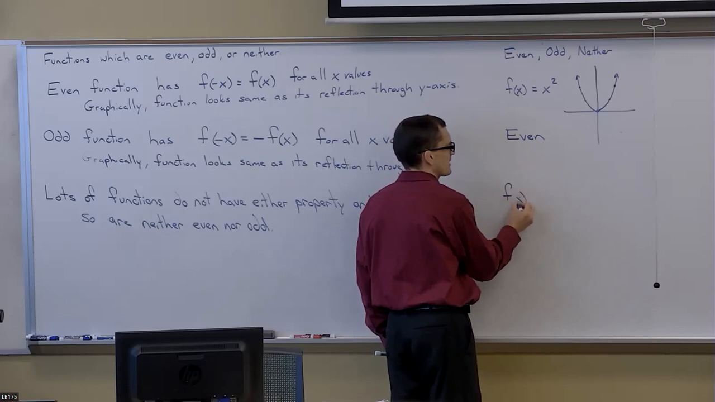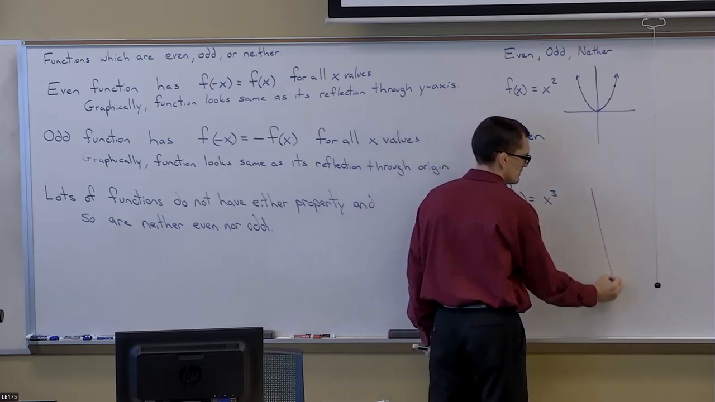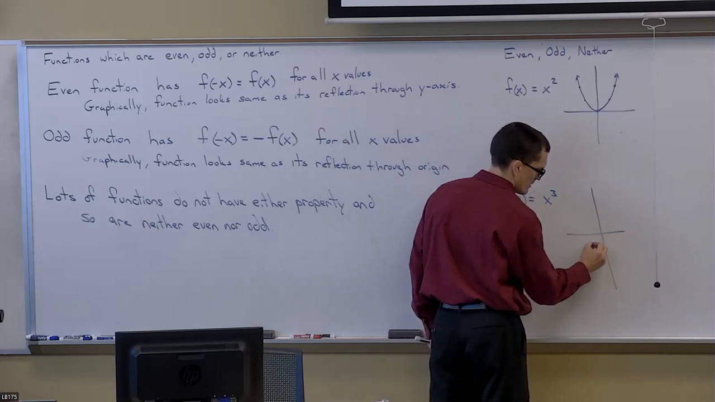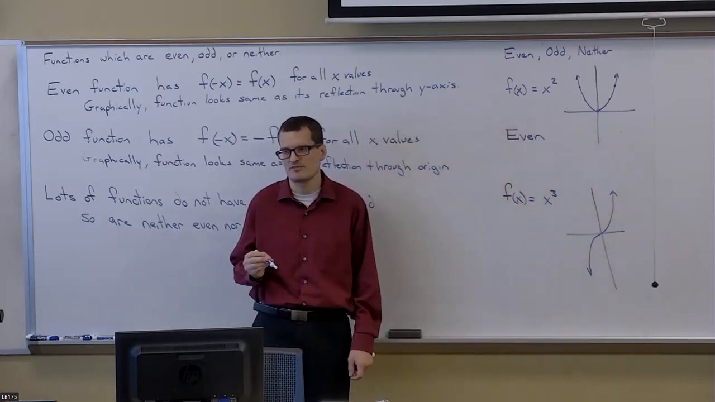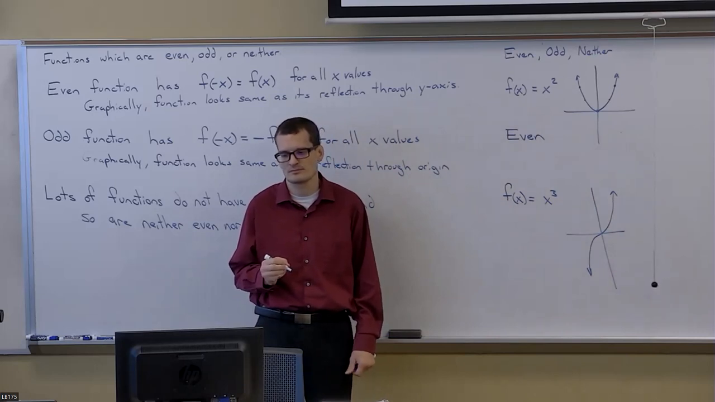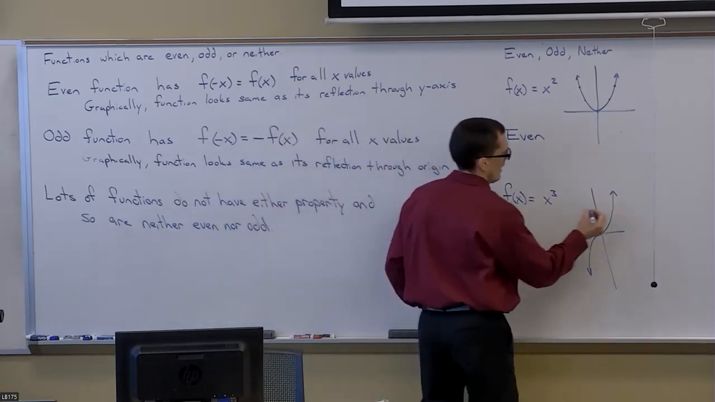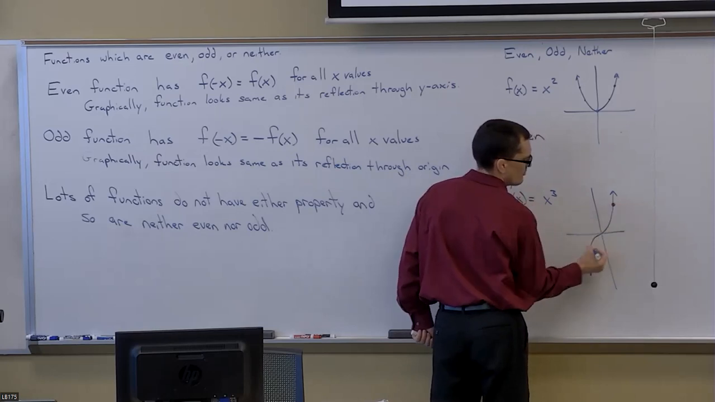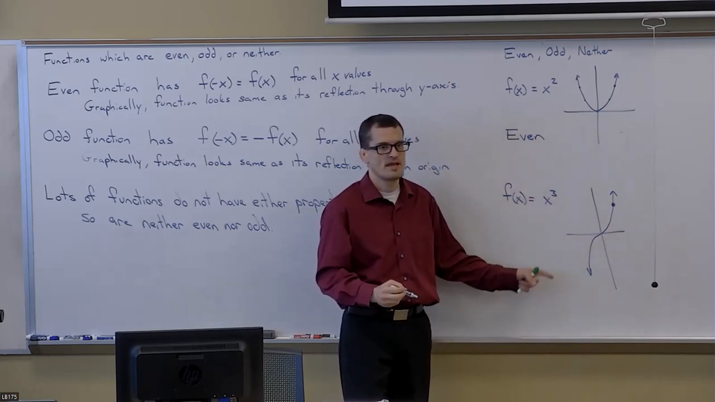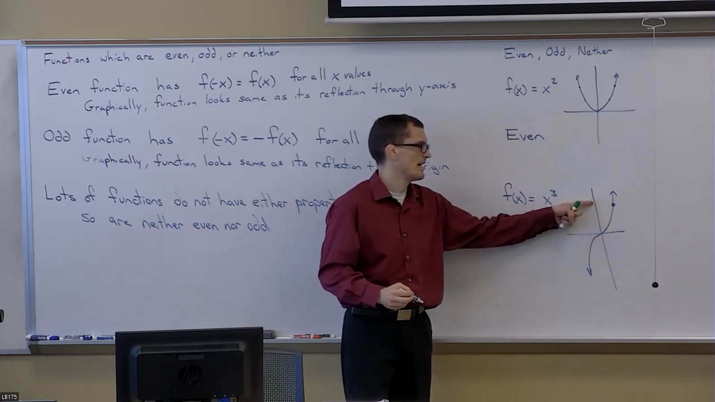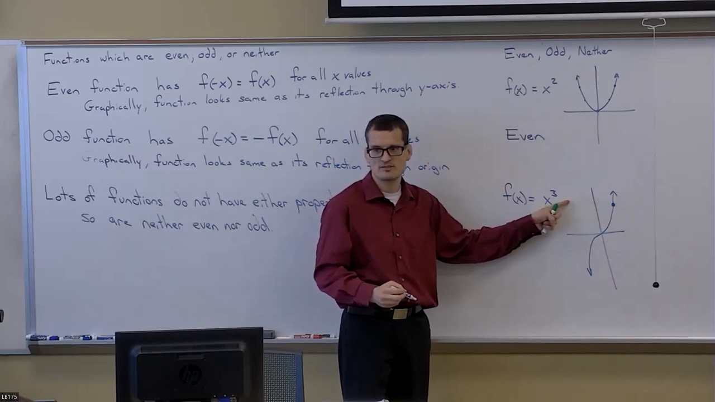Right. Let's take f of x as our base cubic function. So there's the graph of our base cubic function. If I take a point somewhere on that graph, if I project it through the y-axis, there's no corresponding point over here, so it's not even, right? That's pretty obvious. There's no point over here that corresponds.